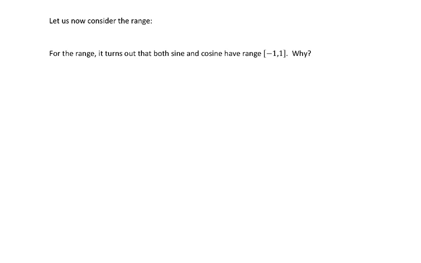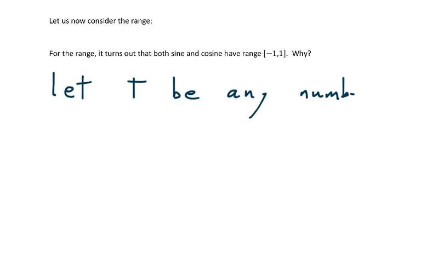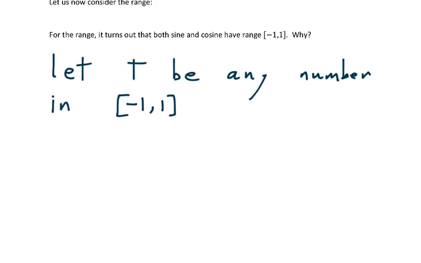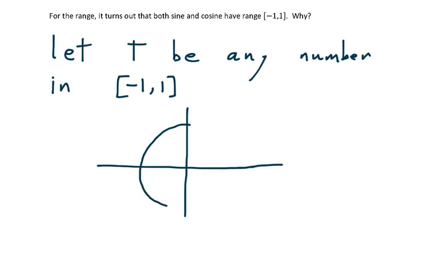Okay, now you might be asking, well, why is that true? Well, it's really not hard to show, actually. Let's show it for cosine. I'm going to let t be any number in that interval, negative 1 to 1. Then what? Well, if we went back to the unit circle, as we have many times before.